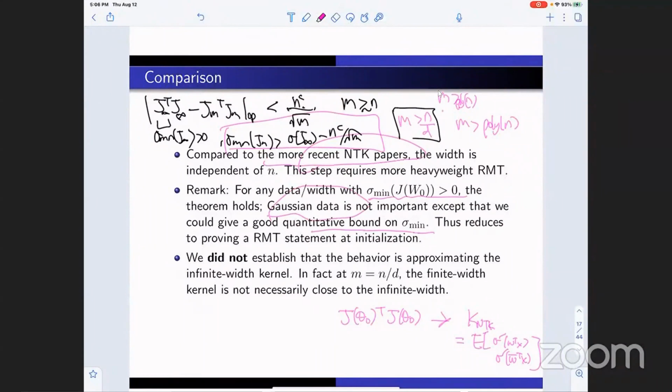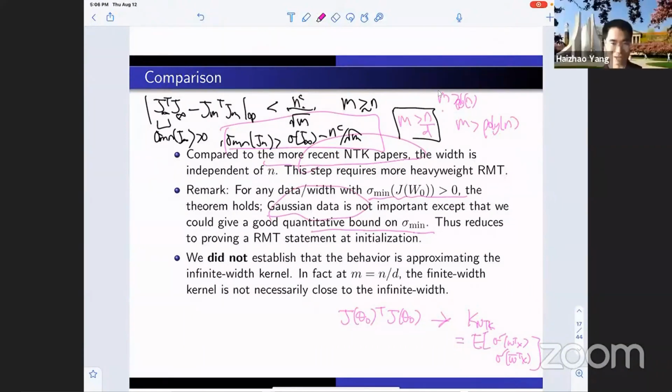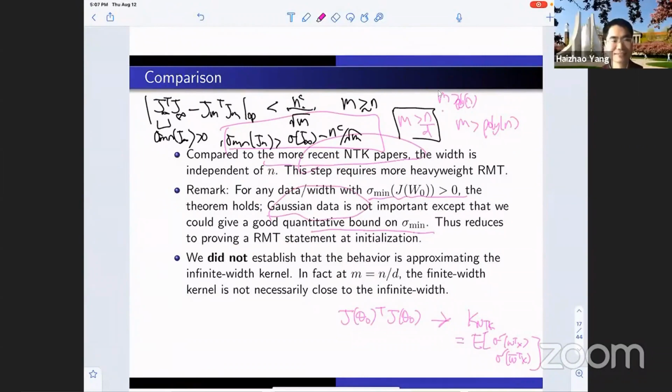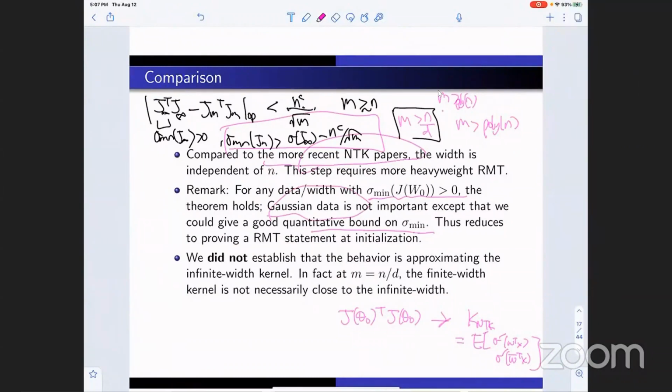Not that I know of. The only way I know is to prove that you don't move a lot from the initialization. So how you move is still unknown. For example, if you add regularization like weight decay, or you use logistic loss, then you would move a lot. And then how does sigma min of the Jacobian change? I have no idea.